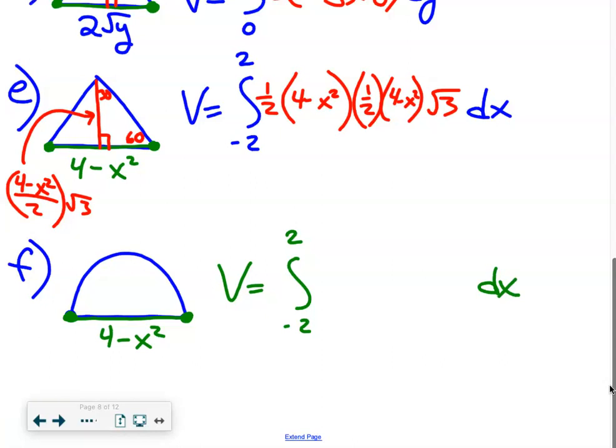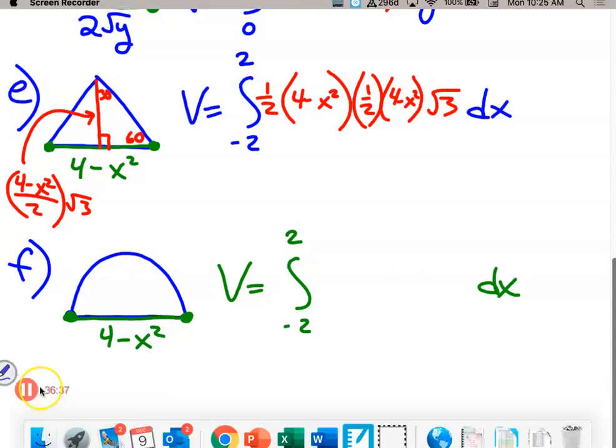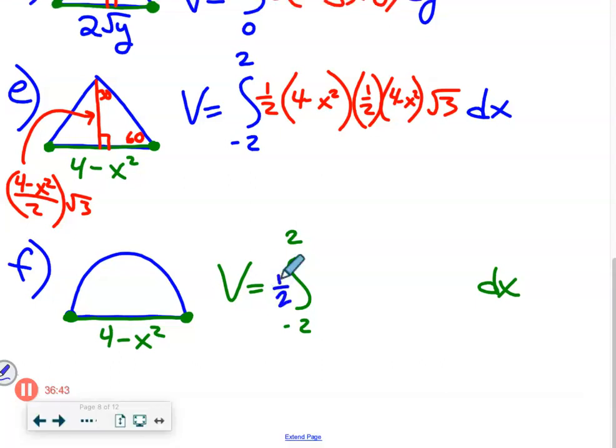Volume is the integral of the area of the cross section. You need to find the area of this semicircle. So the area of a circle is pi r squared, so the area of a semicircle is 1/2 pi r squared. But what's the radius? 4 minus x squared over 2, or 1/2 times 4 minus x squared.